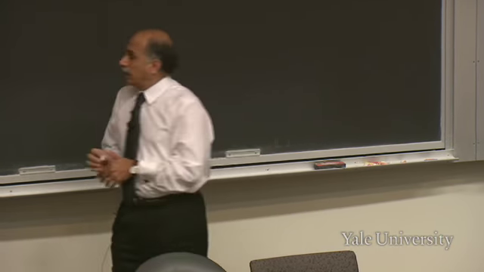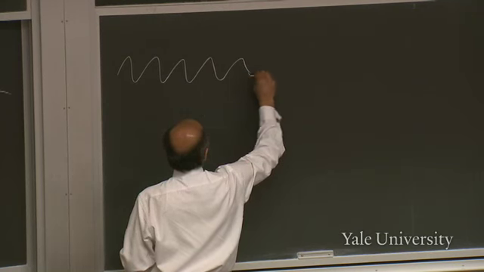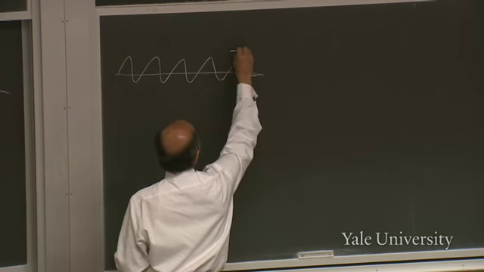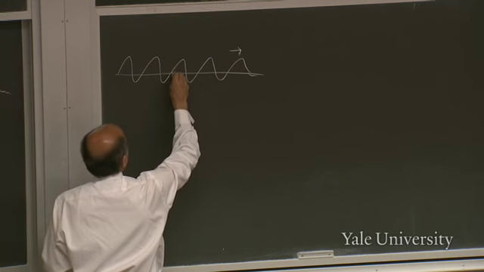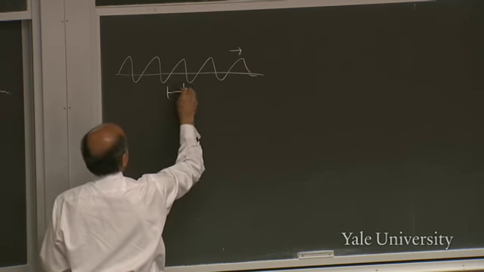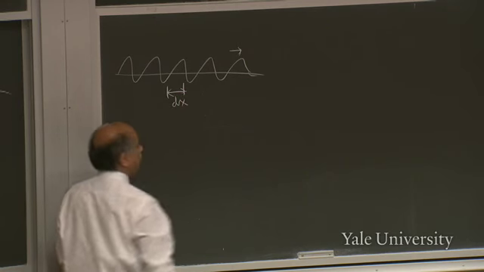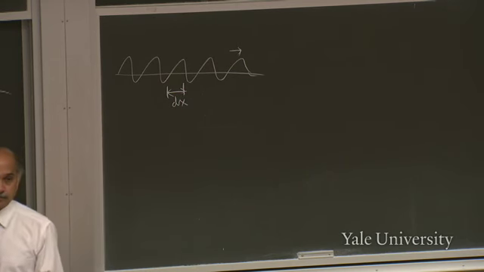So if you take a string, it's been vibrating for a long time, and the waves have been manufactured on the left. They've gone out far to the right. We don't care how far. Take a portion of the string of length dx and ask how much energy does it have.